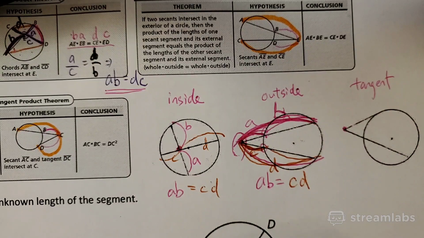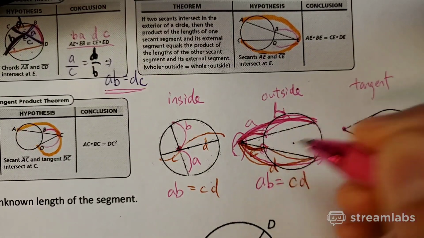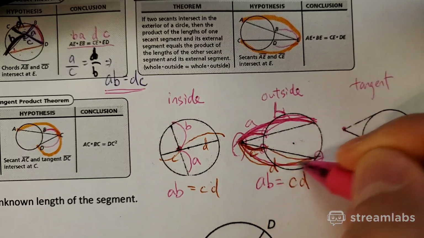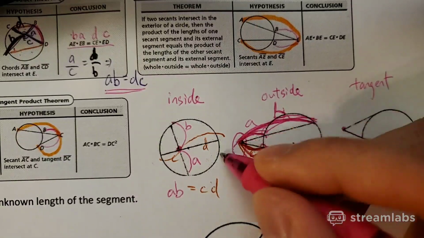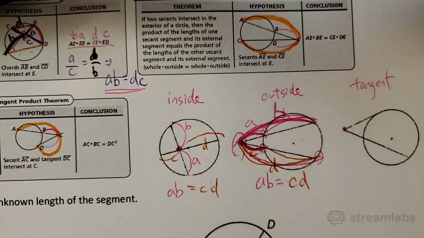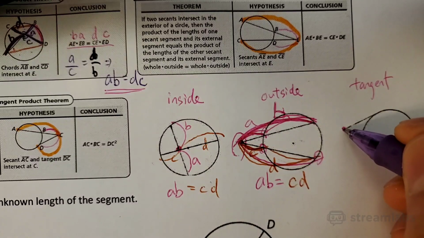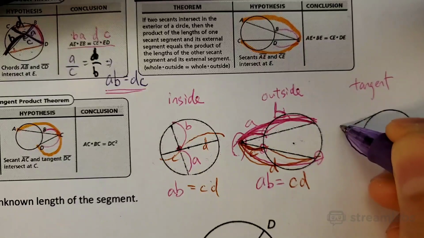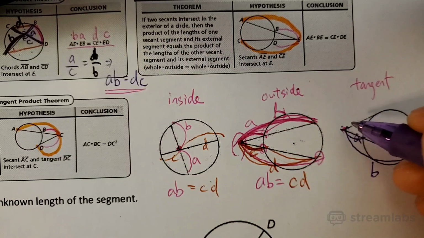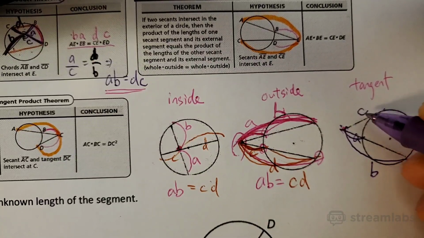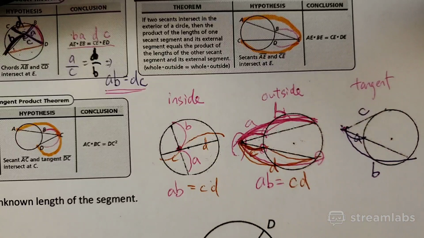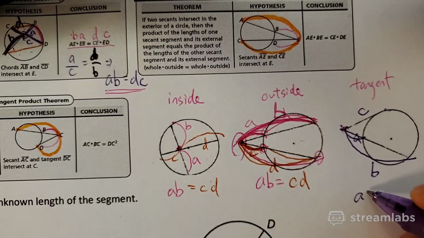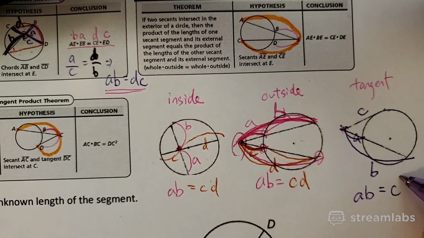Always have to go to the circle. So this to this, this to this. All right. This one, same thing. A. Intersection here to the circle. Intersection here to the circle. Intersection here to the circle. Intersection here to the circle. D is the same as C. So we have AB equals CC, which is C squared.